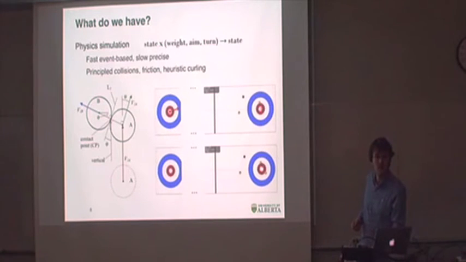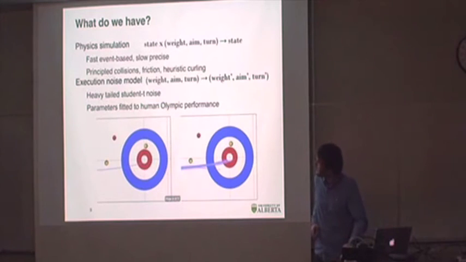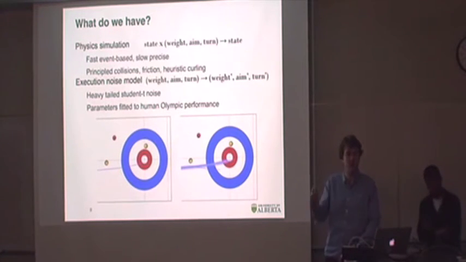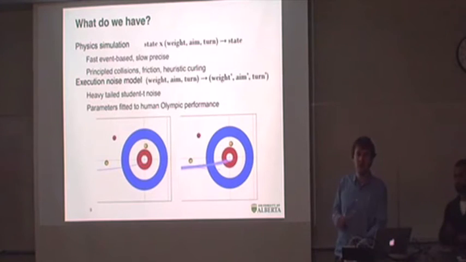Question. You have those humans with these brooms. Yes, that's the second part, and that's the noise model, the execution model. So we believe that, of course there are other reasons why people sweep, but the main reason to sweep is because the person who was shooting made a mistake. If they were able to always throw exactly the right speed and the right angle, then there would be much less need for sweeping. So we include the sweeping in the execution model.